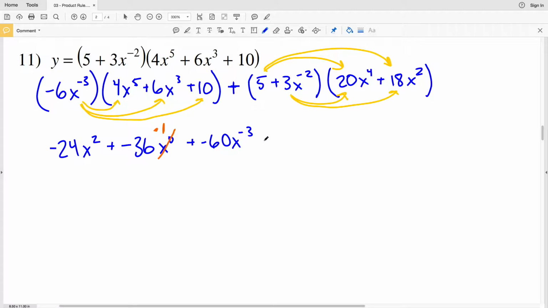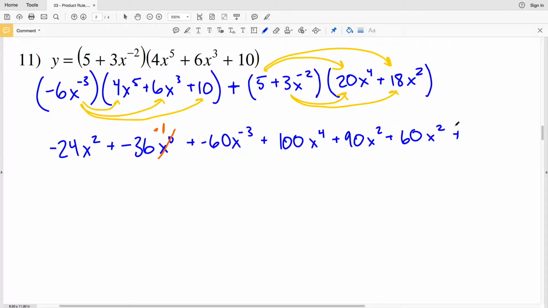And then we'll be adding that to negative 6x to the negative 3 times 10, which is negative 60x to the negative 3. So now, my first terms, 5 times 20x to the 4th is 100x to the 4th, plus 5 times 18x squared is 90x squared, plus 3x to the negative 2 times 20x to the 4th is 60x to the negative 2 plus 4, which is x squared.